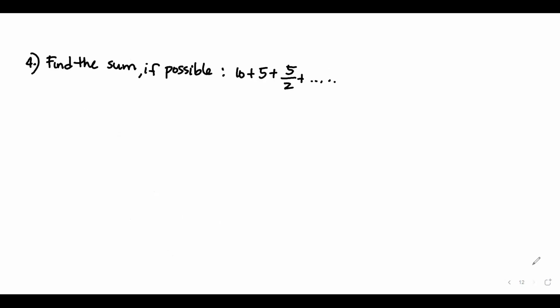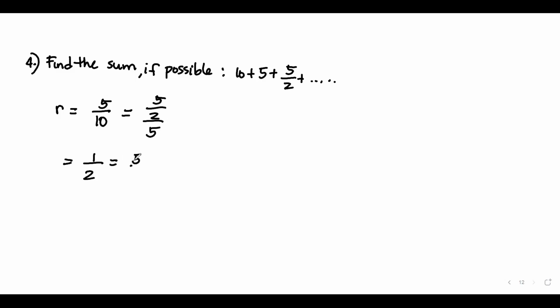Next, find the sum if possible. 10 plus 5 plus 5/2 plus 5/4 up to infinity. So again, this is infinite. Let's check if they have a common ratio. 5 divided by 10 is equal to 5/2 divided by 5. When we simplify 5/10, that is equal to 1/2, because 5 divided by 5 is 1, 10 divided by 5 is 2.